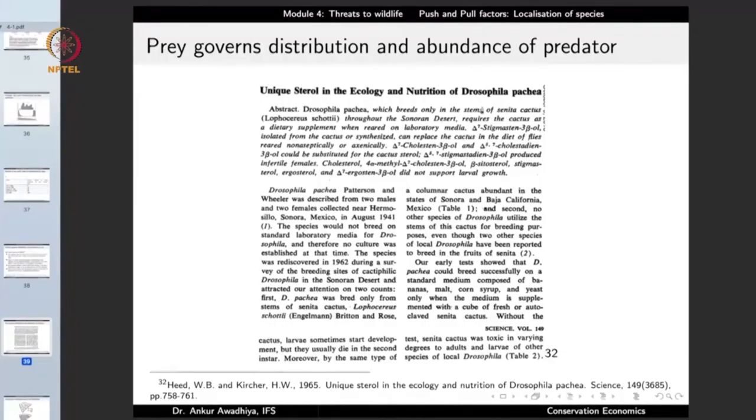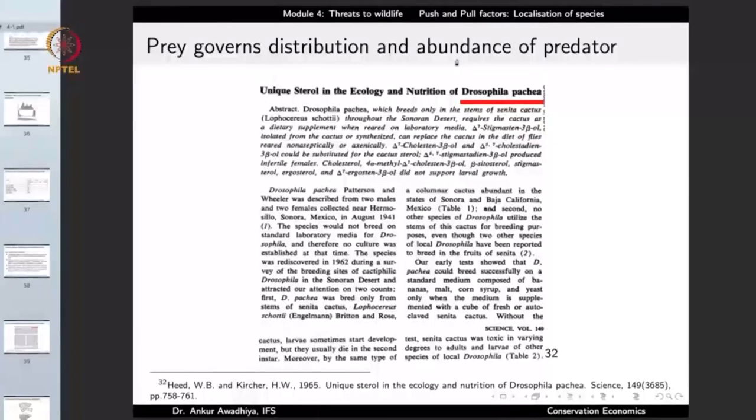For example, in the case of Drosophila pachea. Now, Drosophila pachea is a species which preys upon a species of cactus. This species of cactus not only provides food for this Drosophila, but it also manufactures a particular sterol that is required for the development of Drosophila. So if you do not provide this sterol, if you try to grow Drosophila on some other species, the Drosophila colony will not be able to establish. So in this case, this Drosophila pachea, or this predator, will only be found in those locations on Earth where you have this particular cactus.